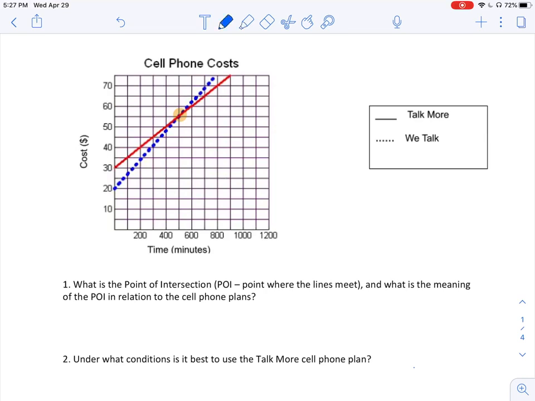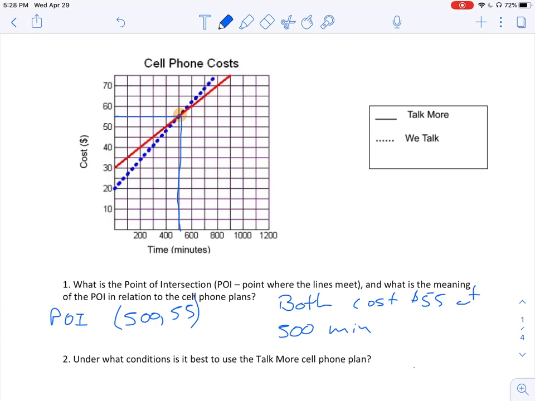So if I was to look at the X value for that, it is clearly at 500 for the X, and it is clearly at 55 along the Y. So the point of intersection is 500 and 55. My X is 500 and my Y is 55. What is its meaning, what does it mean? Well, this is when both cell phone plans cost the exact same. Both plans cost $55 at 500 minutes.